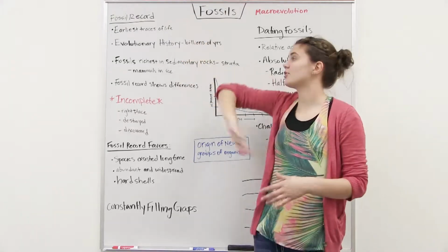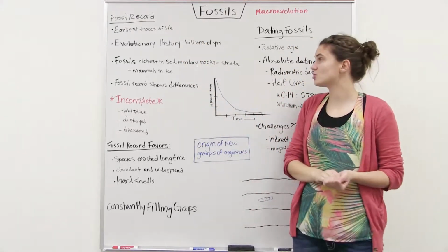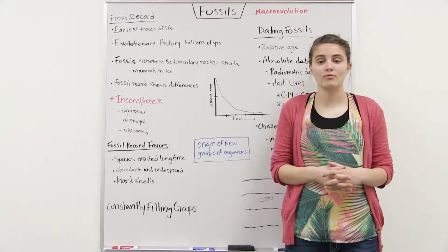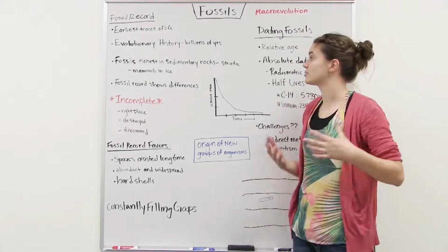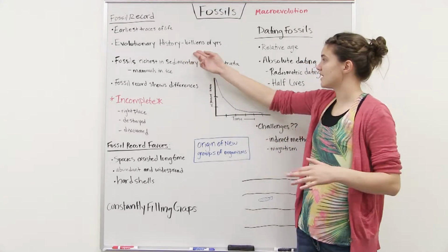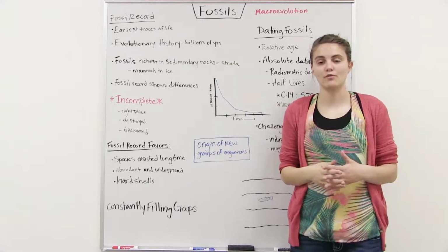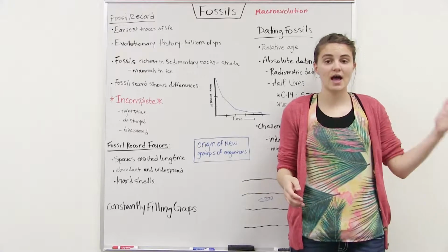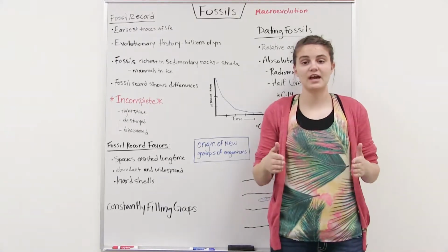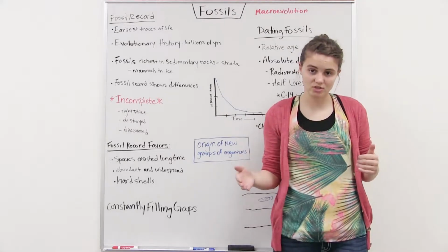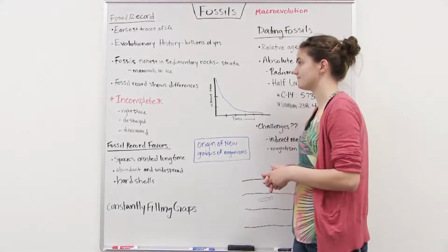So the fossil record is useful because it helps us trace the earliest forms of life. We can look back at the fossil record and see when life first originated. And it also lets us explore evolutionary history over billions of years because we can trace organisms and species throughout time and how they generally slowly changed to become new species.